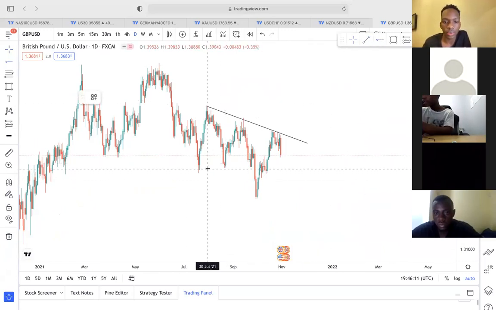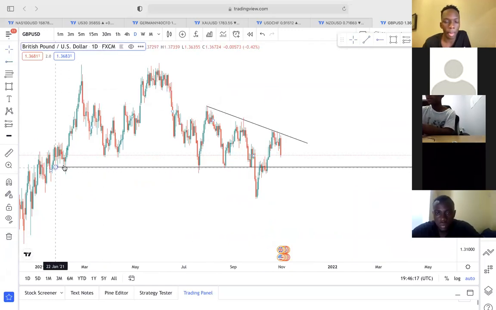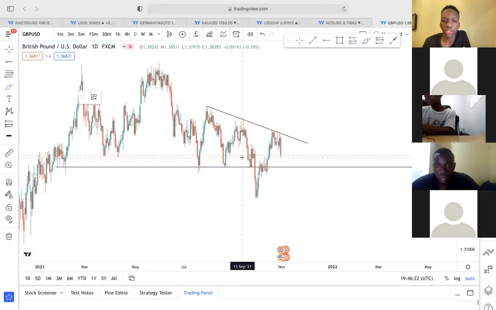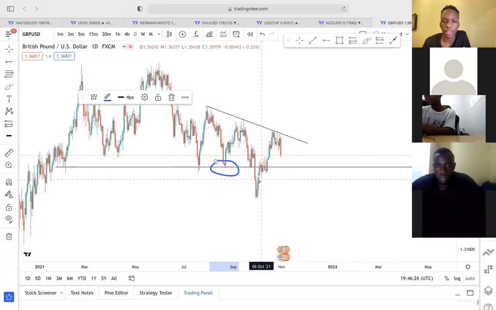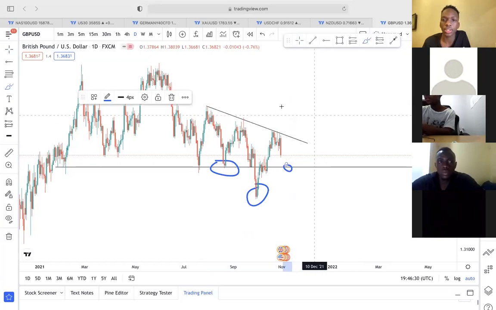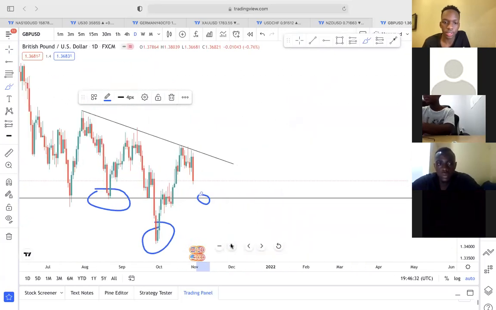So you can pretty much see that we have this horizontal array over here, right? So we can anticipate an inverse head and shoulders pattern, right? You can see this is our left shoulder. Here's our head. Now we can wait for the right shoulder. Let me just zoom in.